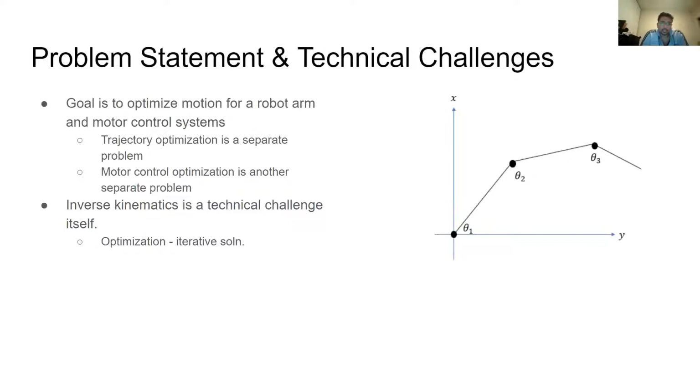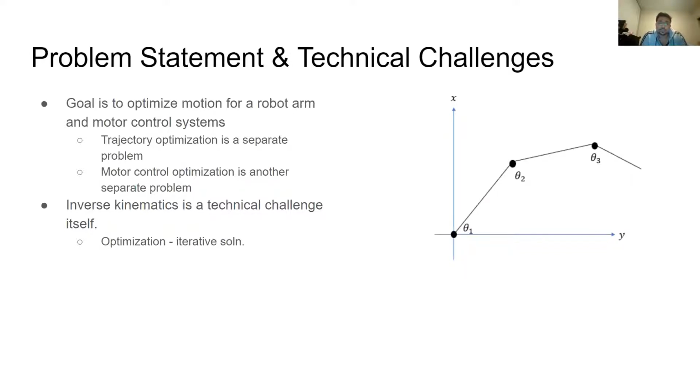So the problem statement that we have is we're trying to optimize the motion for a robot arm and the motor control system. The common problem that robotic arms have today is that they're not efficient enough while they travel from the initial point to the final point. The trajectory is not smooth. That is mainly because of the inverse kinematic problem.